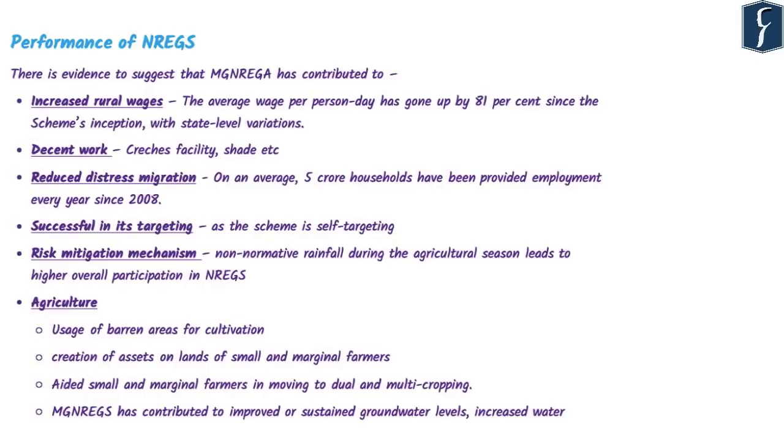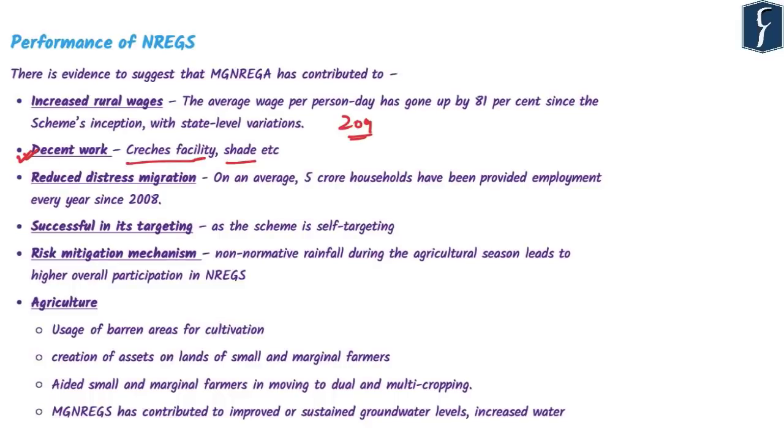The scheme is doing fairly well despite its lacuna that we will also discuss. But first thing is there has been increase in rural wages. As we have seen, the present wage under the scheme with some disparity among the state is 209 rupees and it has gone up substantially from the time it was institutionalized. Although to a limited extent, the scheme has helped in achieving the concept of decent work by providing facilities like shade and also crèche facilities in certain NREGA sites, for example in Meghalaya, Andhra Pradesh and Telangana.